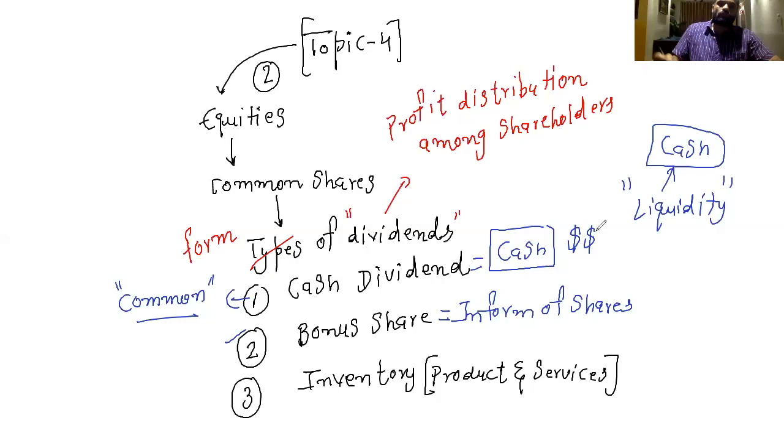Now, inventory. Inventory is one of the very uncommon way of paying a dividend. Majorities of company may not choose this kinds of way to pay dividend. Why? Because shareholders may not be happy to get its product as a dividend. Product and service. Let me give you example.